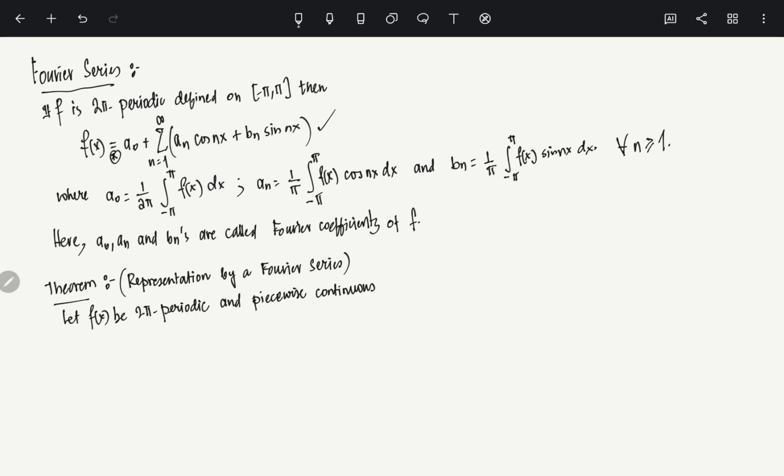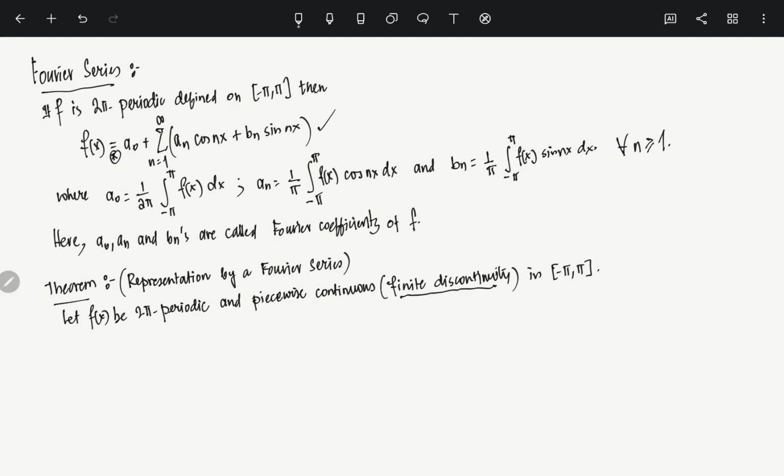What I meant is there are a finite number of points where it may not be continuous. So at least for this part of this course, we are just assuming finite discontinuous points at most. It may be continuous everywhere, that doesn't really matter, but the maximum discontinuity we can allow is a finite number of points. Finite discontinuity means there are finite number of points where the function may not be continuous, and everywhere else it has to be continuous. If you remember, we are talking about the interval minus pi to pi.